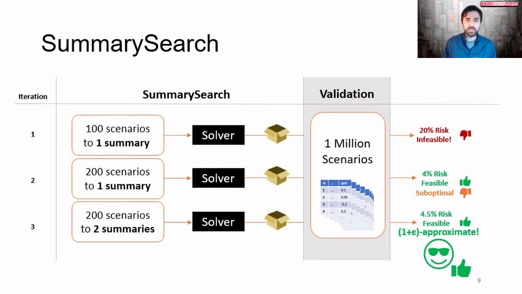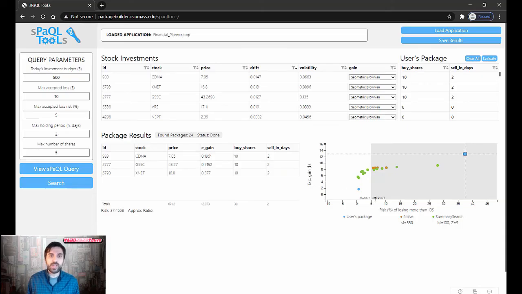If with that aggressive summarization we can't get any feasible solution, like naive, we increase the number of scenarios, say to 200. We generate again one single summary of them. Once this gives feasible results, and this will likely happen very early on, we can then add more summaries to improve on the objective function, that is, getting higher gain for our portfolios. In this example, we use two summaries and get a provably 1 plus epsilon approximate solution that is both feasible and close to optimal. Now let's go back to our interface and see how these algorithms perform.